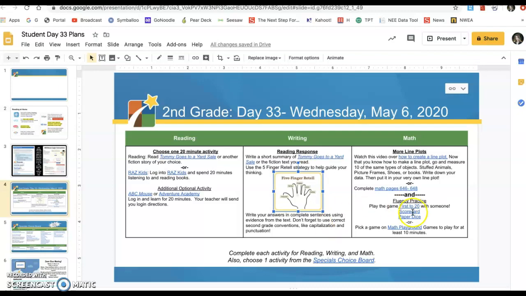Hello, second grade mathematicians, welcome back. Today we're doing even more with line plots. So hopefully you did yesterday's line plot activity. You're going to watch this video over how to create a line plot. And then you are going to go collect 10 of the same types of objects. And you'll need a ruler to measure them, or a tape measure, whatever it is that you have. So you could get 10 stuffed animals, maybe 10 picture frames, 10 shoes, or 10 books. Go ahead and go collect those things.